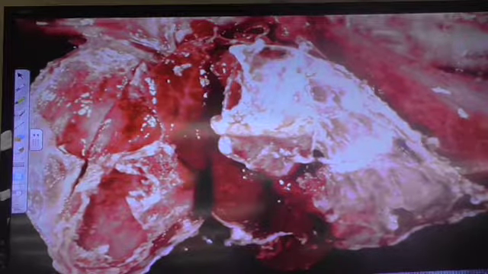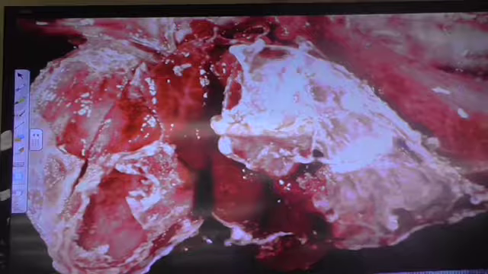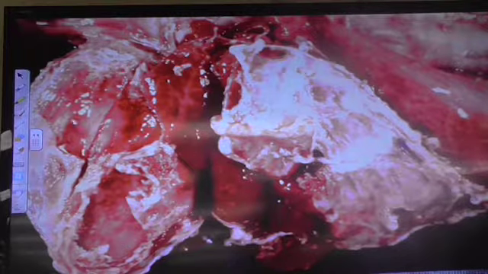I'll get to that portion. So this is the lobe of the lung there. And underneath it, you may have some fibrin along this lobe of the lung, as well as reflected from the pericardial sac.